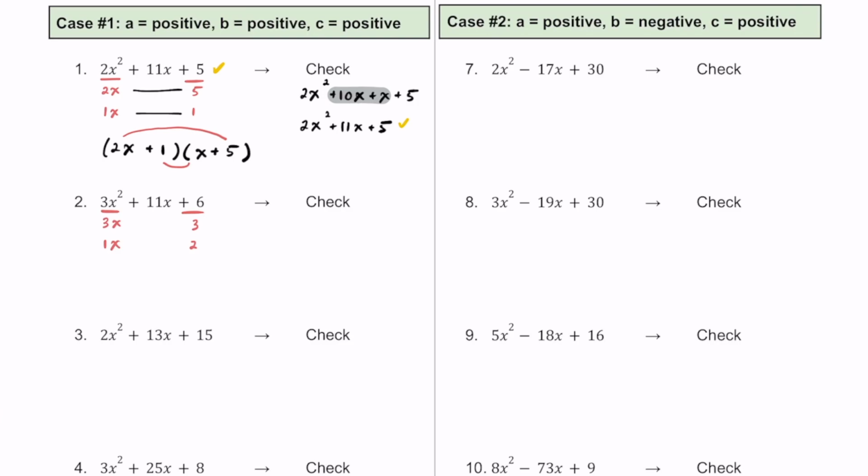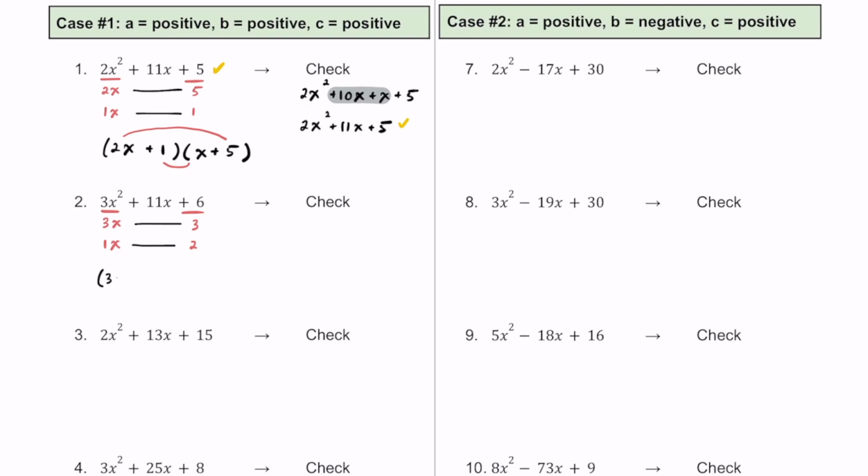And let's see if we can pair these up. If we go across here, this will be 3x times 3, it's 9x. 1x times 2, it's 2x. So 9x plus 2x does get you the 11x in the middle. So I'm going to go ahead and pair these up. These will be our outers, and these will be our inners, just like that.